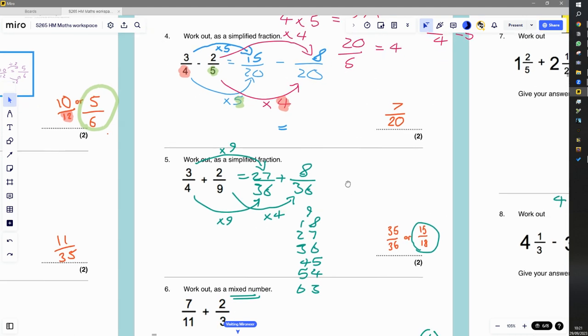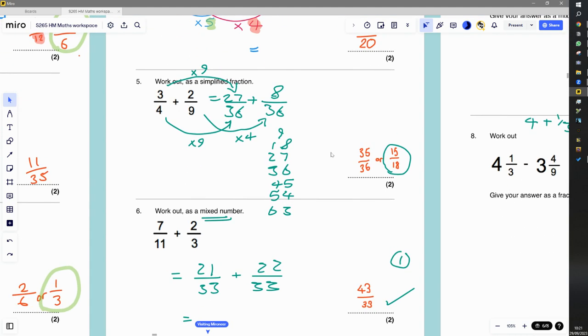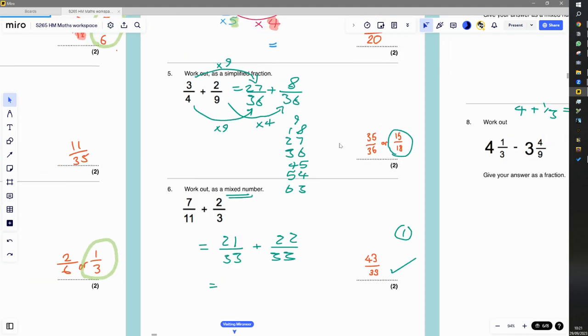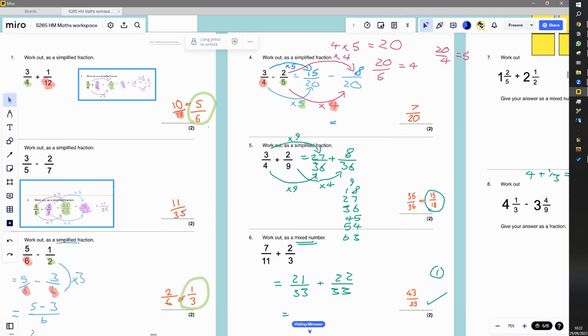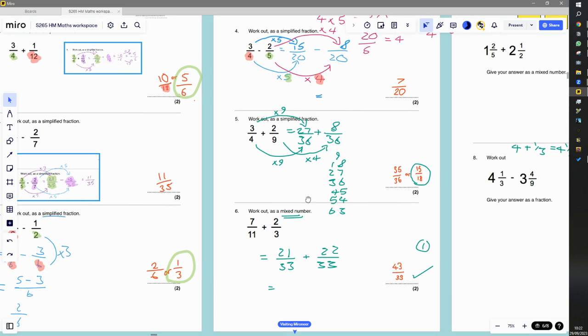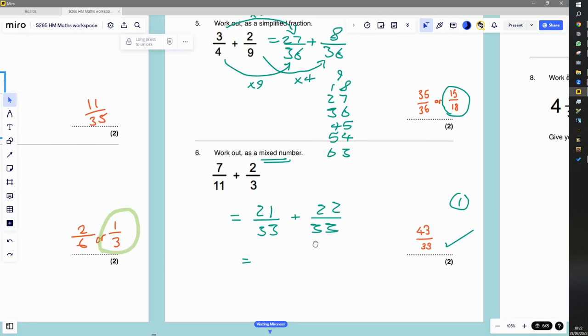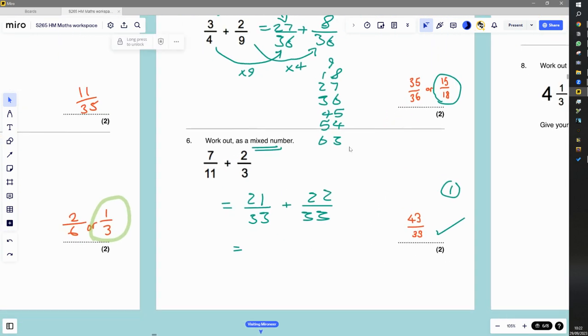So anyway, these are just more of the same. I've started to reduce some of the support, so I started to reduce these arrows and got you to work it out before I drew the arrows, and you're getting the hang of that. Now this last one asks you to do it as a mixed number. So you've not done it as a mixed number, you've done it as what we call a top-heavy fraction. So you'd get the first mark but not the second mark.